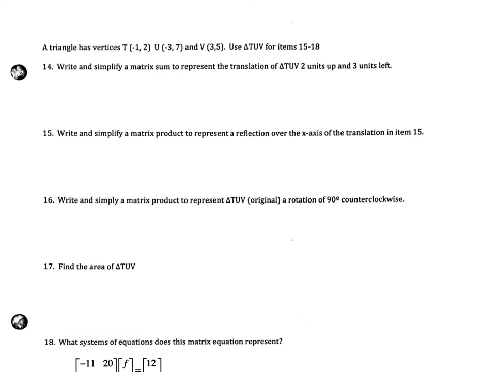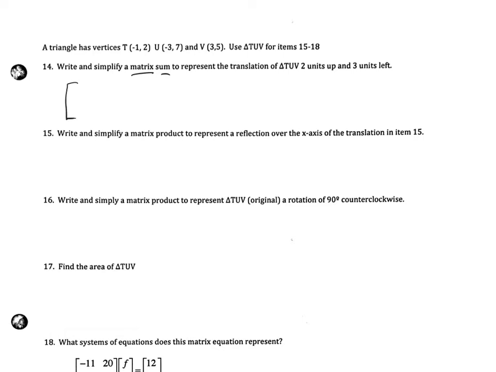Make sure that you're able to know the difference between writing a matrix for a shape and a matrix for the determinant to find the area. They do get written differently. So it says, write and simplify a matrix sum. This means you need to write the entire equation.